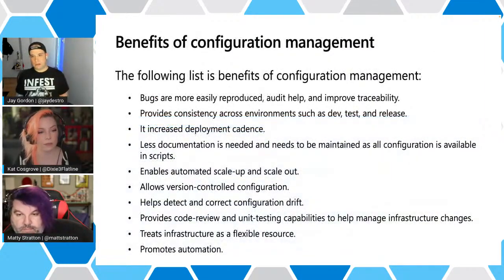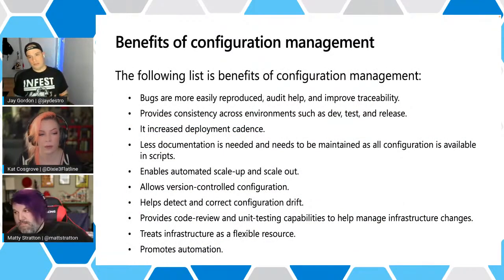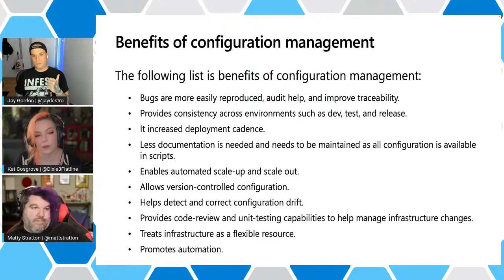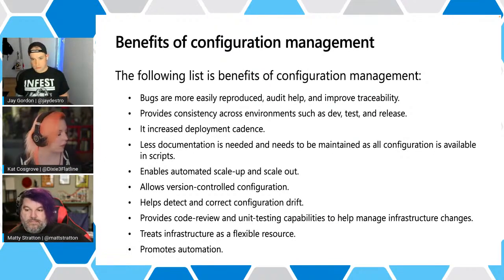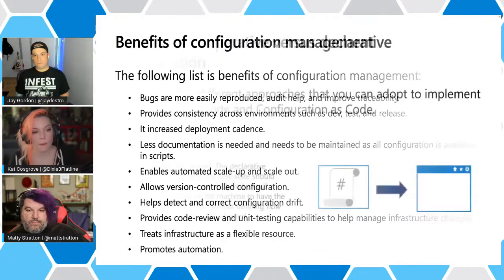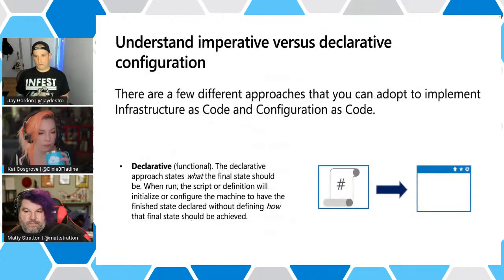There are a bunch of benefits to configuration management. Bugs are easily reproduced, it provides consistency, increases your deployment cadence, requires less documentation, and enables automated scale up and scale out. Version control helps correct and detect configuration drift, provides code review capabilities, treats infrastructure as a flexible resource, and promotes automation. So there are two different approaches.